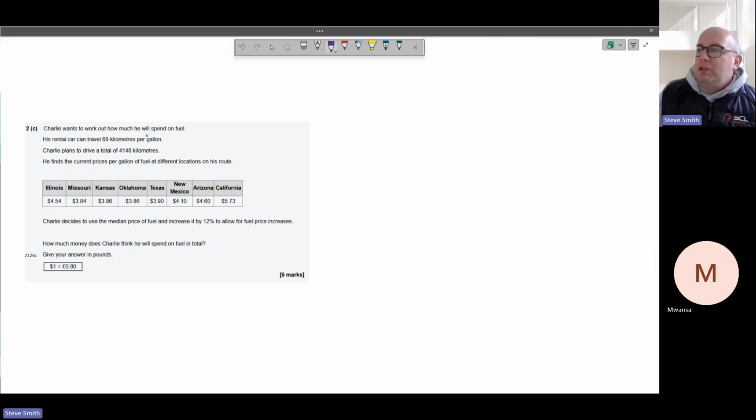Charlie wants to work out how much he will spend on fuel. His rental car can travel 68 kilometers per gallon. Charlie plans to drive a total of 4,148 kilometers. He finds current prices of fuel at different locations on his route. Charlie decides to use the median price of fuel and increase it by 12% to allow for fuel price increases. How much is he going to spend? Well, and then we've got to convert it from dollars to pounds.